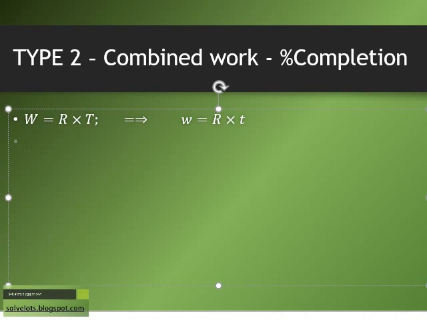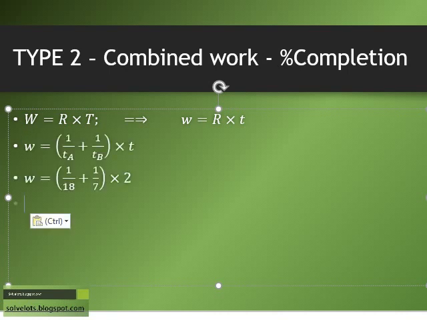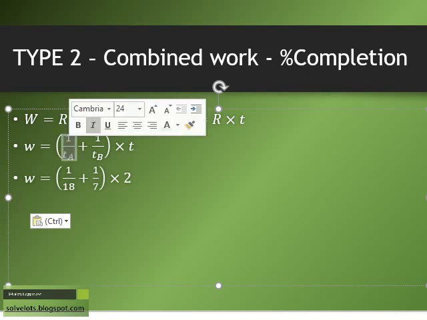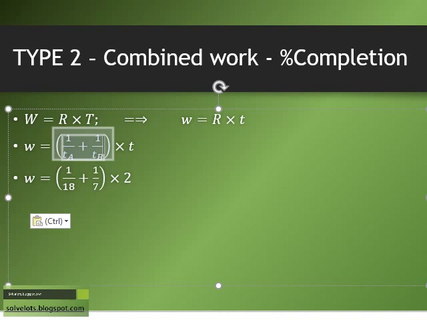Now let's go on. So don't forget our R is 1 over TA plus 1 over TB plus 1 over TC. So it's now times time. Now there's a question here.